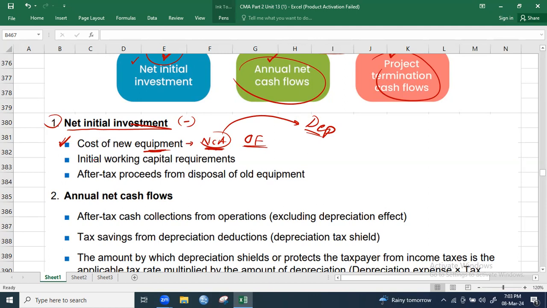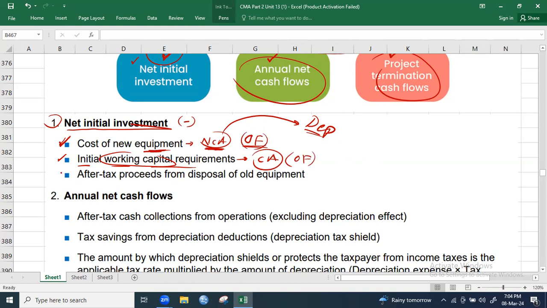The second cash flow I'll show you with the help of an example. The second is the initial working capital requirement. Mostly in capital budgeting, he will use the words investment in working capital. Actually, we assume this investment is in current assets, like inventory, receivables, etc. And obviously, initially it will also be an outflow.